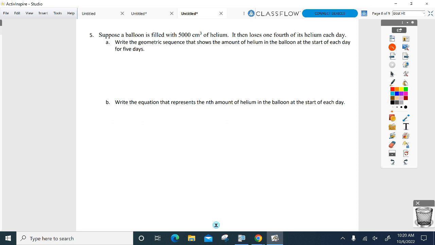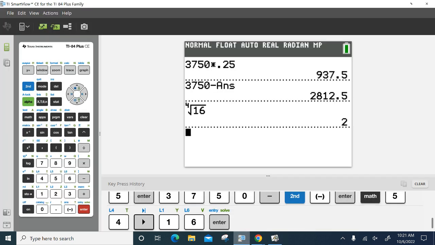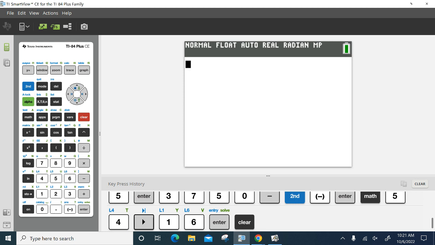So here we go. Let's start our sequence off. Day 1, 5,000. It says write a sequence for the first 5 days. I'll get out my calculator with you guys. How do I figure out now how much helium's left on day 2? I know I have 5,000 on day 1, and it loses a quarter every time. Any suggestions? What do I do with that 5,000? Multiply by 1/4. I like it.